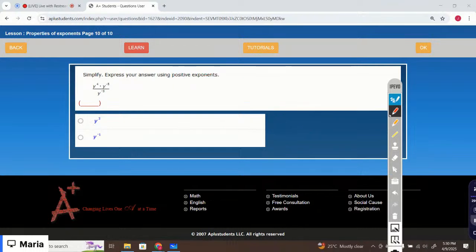Y exponent 4 times y exponent negative 5 divided by y exponent negative 3. So that is y exponent 4 minus 5, minus negative 3 because that is dividing. Negative 1 plus 3 equals y squared. Option number 1 is the correct option.